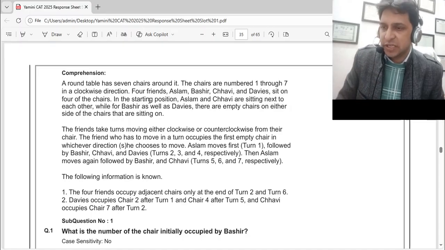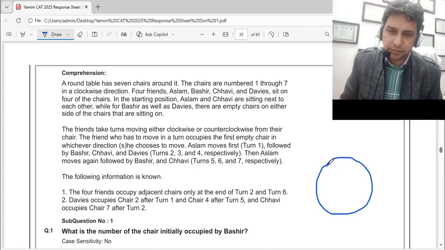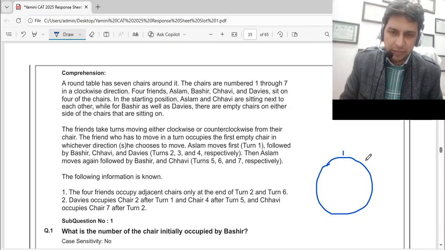A round table has 7 chairs around it. The chairs are numbered 1 through 7 in a clockwise direction. So first of all, let's make a round table. Let's have a round table here. Now next, make the numbers 1 through 7 in a clockwise direction. So this is 1, 2, 3, 4, 5, 6 and 7.